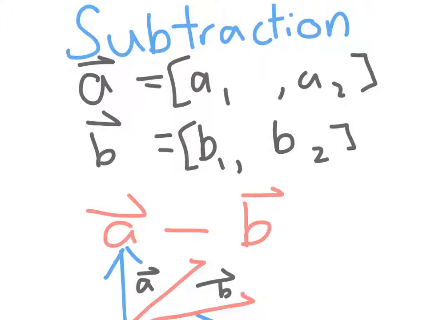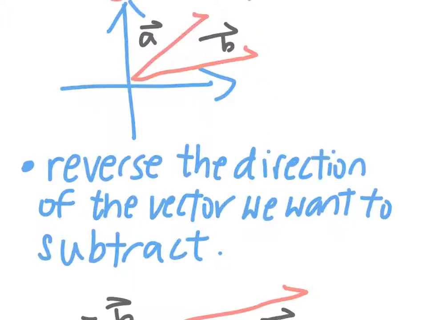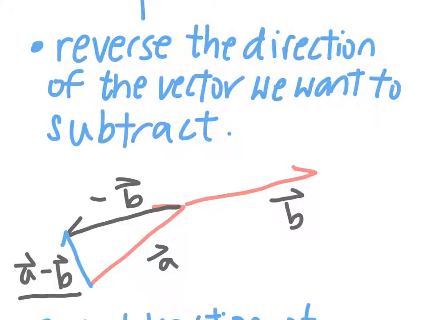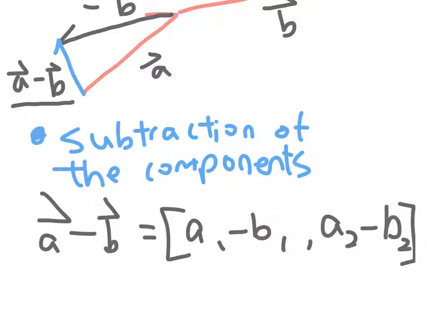Subtraction is similar to addition. Using the same set of vectors, what happens if we compute vector A minus vector B? In subtraction, we have to reverse the direction of the vector we want to subtract, as shown in this diagram. The answer will be the subtraction of the components, which means a1 minus b1, a2 minus b2.